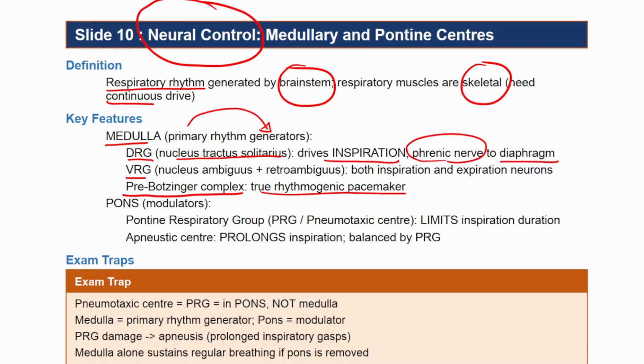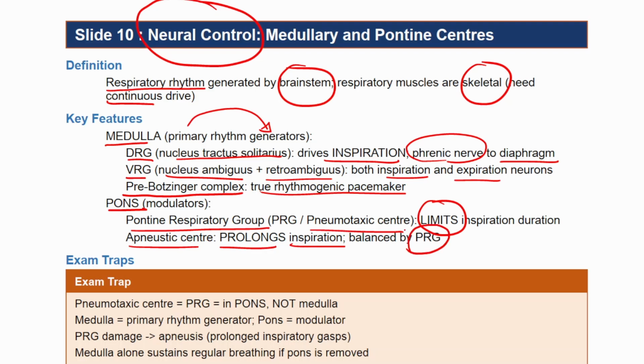The central respiratory group is located within the nucleus ambiguus and retroambiguus and contains both inspiratory and expiratory neurons to drive active forced respiration via the internal intercostal and accessory muscles. The pons work as the modulators. The pontine respiratory group, or pneumotaxic center, limits the duration of inspiration, thereby controlling breathing rate and preventing overinflation. The apneustic center functions to prolong inspiration. Its activity is normally held in check and balanced by the pontine respiratory group.